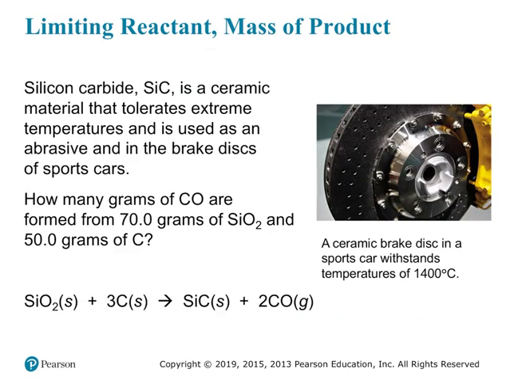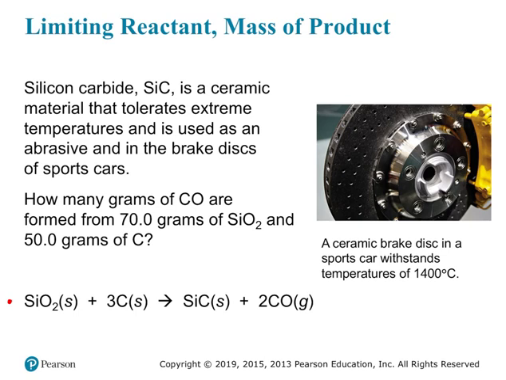Okay. So let's go over a problem together. In this problem, we have silicon carbide, SiC, and this is a ceramic material that tolerates extreme temperatures. So it's often used as an abrasive and also in the brake discs of sports cars. So down below is the reaction to produce silicon carbide. So you need silicon dioxide and carbon, and then you react those together to make silicon carbide and carbon monoxide.